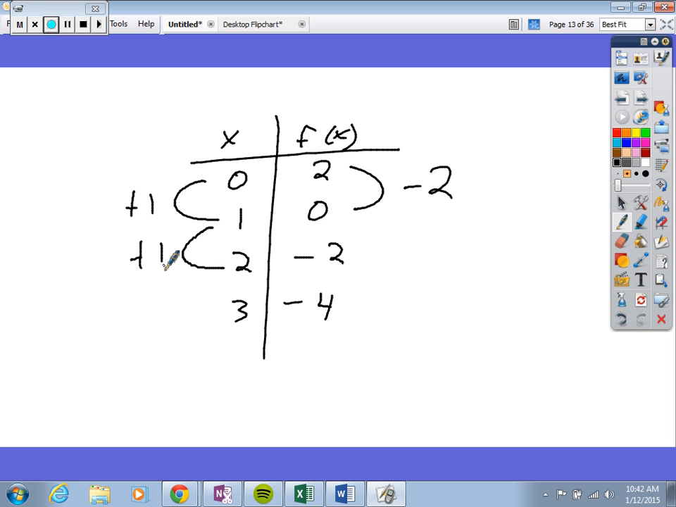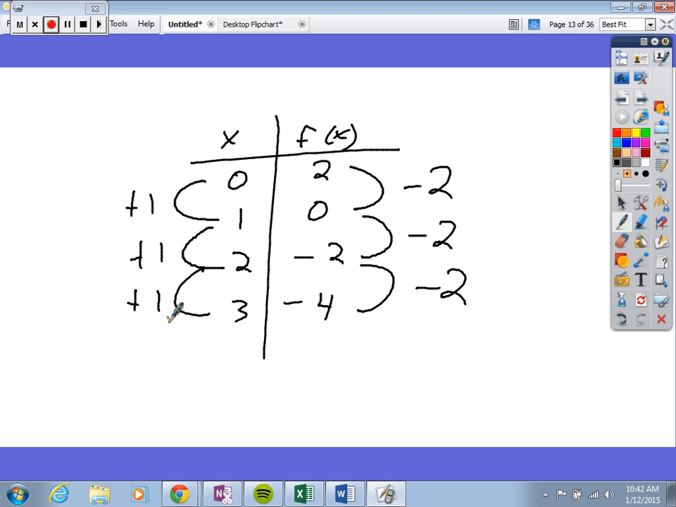That's a plus 1. 0 to negative 2, that's down 2. 2 to 3, that's also plus 1. Negative 2 to negative 4, that's also down 2. So what you notice here is that for each x going up by 1, the y's go down by 2 each time.